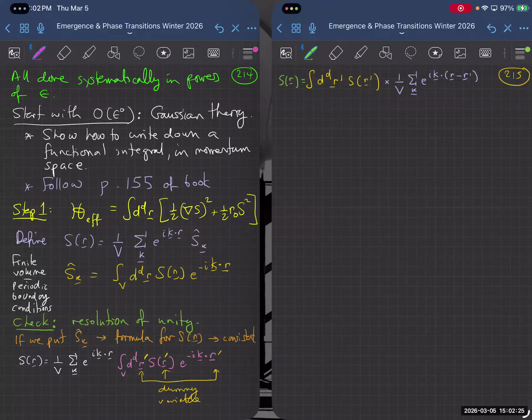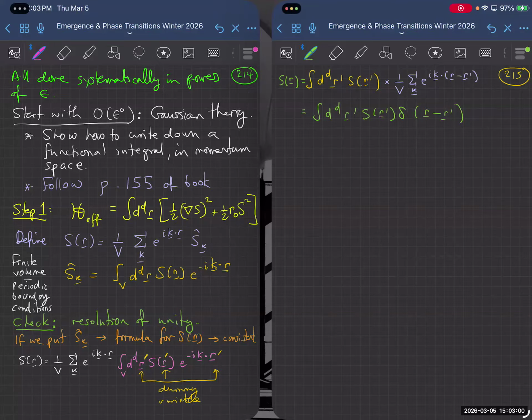Okay, now put your hands over this so you don't look at this thing. You know S of r is equal to the integral of dr' S of r' times something. What does that something have to be? Delta. It has to be a delta function. Exactly. So the only way this can be true is this: the integral dr' S of r' times delta of r minus r'.